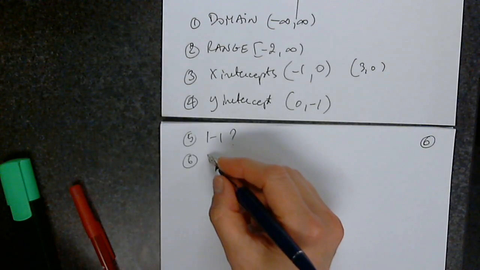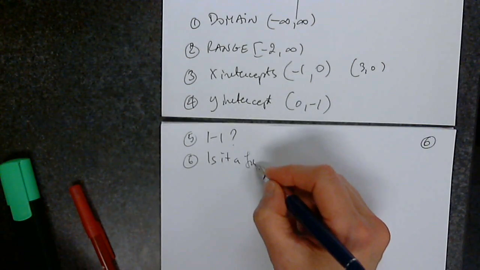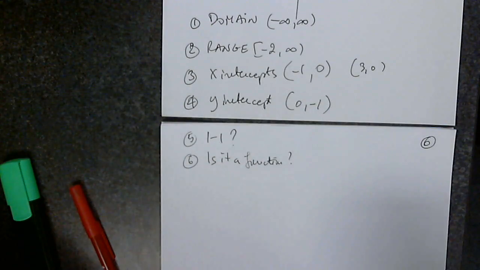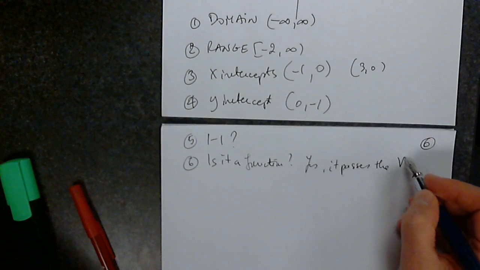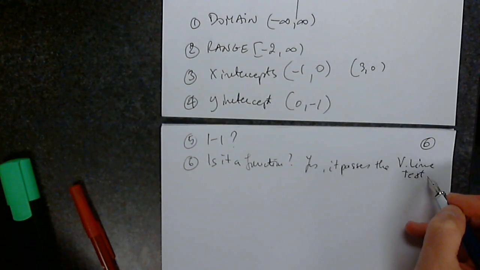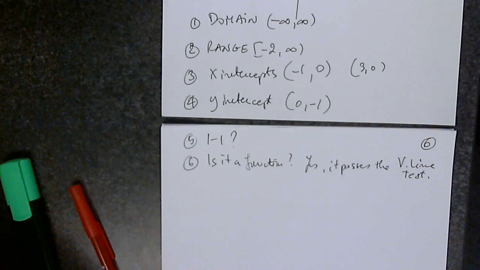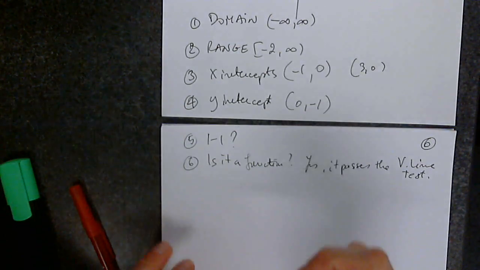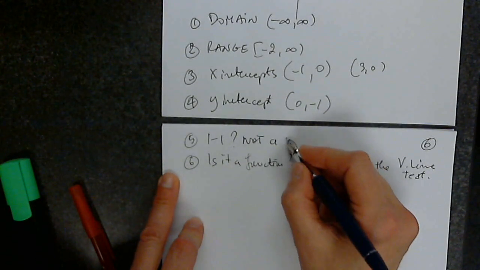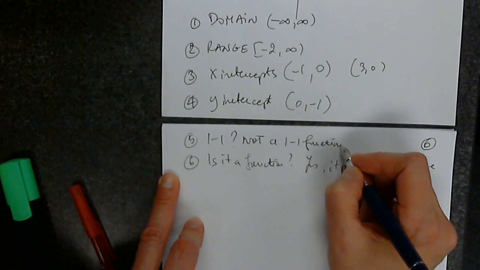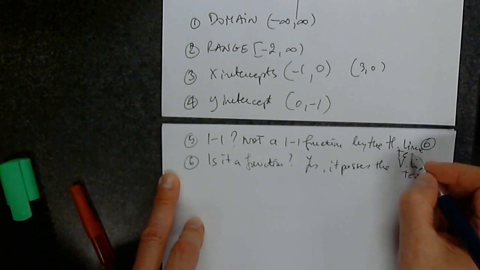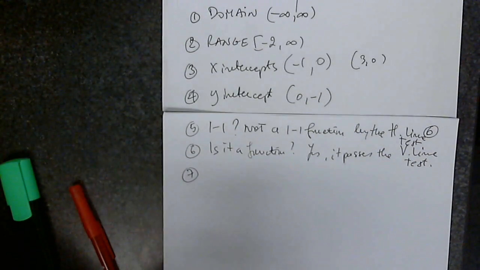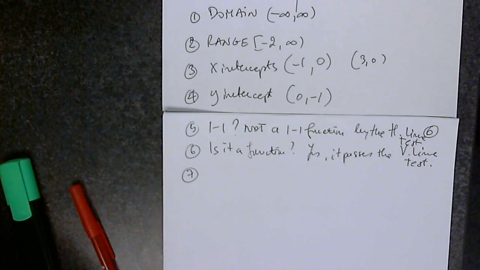Okay, let's start with 6. Is it a function? Yes. Why? Yes, it passes the vertical line test. Okay, I'm coming back now to 5. Is this function 1-to-1? No, by the horizontal line test, it's not a 1-to-1 function. Very good. Do we do that later on? Yes, in chapter 12. Correct.